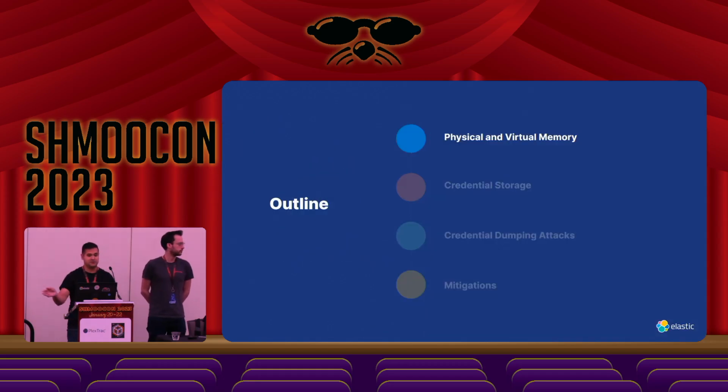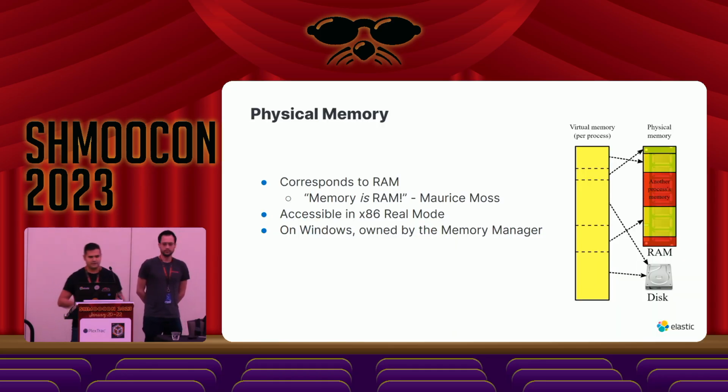So just to jump right in, I'm going to discuss very briefly the differences between physical and virtual memory. Physical memory is pretty straightforward. It's literally the RAM chips that are in your computer, and you have as much physical memory as you have RAM. For this talk, one of the primary things to remember is that on Windows, access to the physical memory is controlled and maintained by the memory manager component within the kernel.